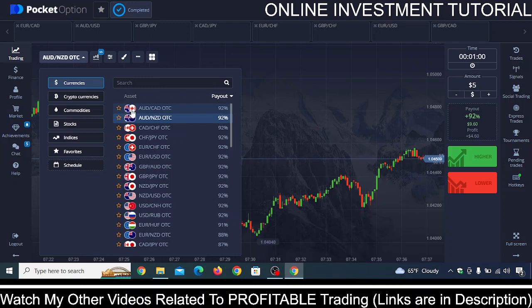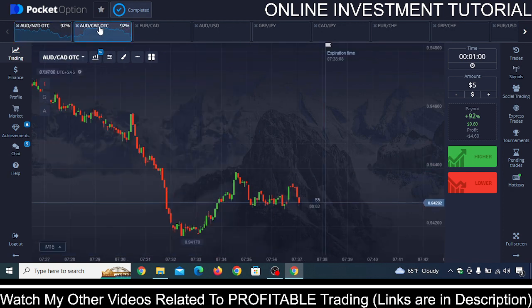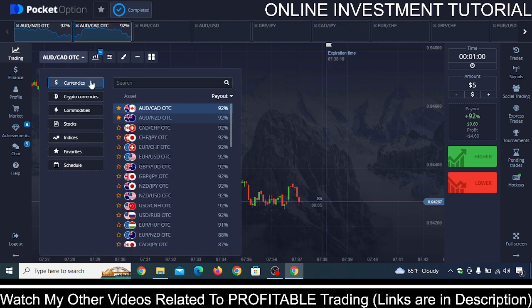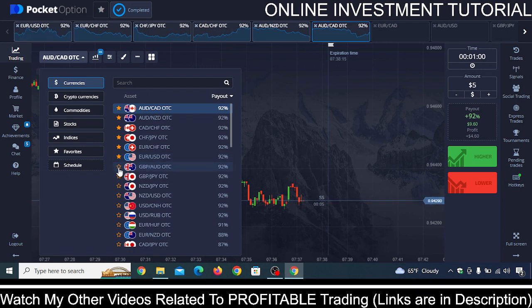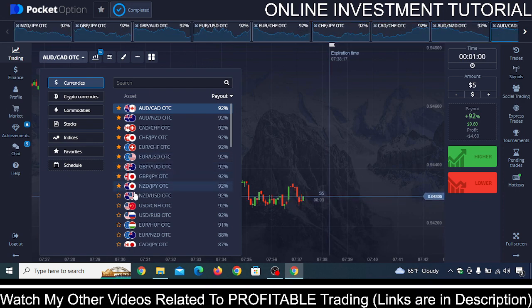So what you need to do is, once you see the real market here, make all of these favorites. Whenever you make this star yellow, your market will be shown here. This currency pair will be shown here, and it will be easy for you to switch to this currency pair in this way. So quickly make all the currency pairs favorites, whichever currency pair you want to trade on. Whichever has a higher payout, make all of those favorites in this way.